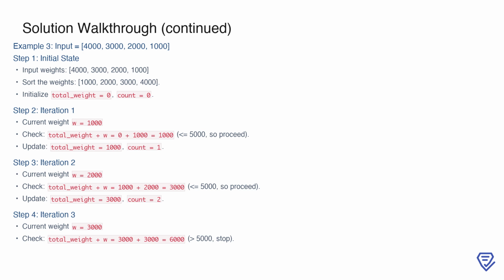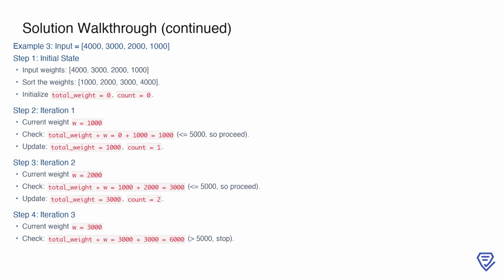In the third example, the input weights are 4000, 3000, 2000, 1000. After sorting them in ascending order, we get 1000, 2000, 3000, 4000. As usual, we initialize total_weight to 0 and count to 0. In the first iteration, we pick the weight 1000. Adding it to our total of 0 gives 1000, which is within the weight limit.